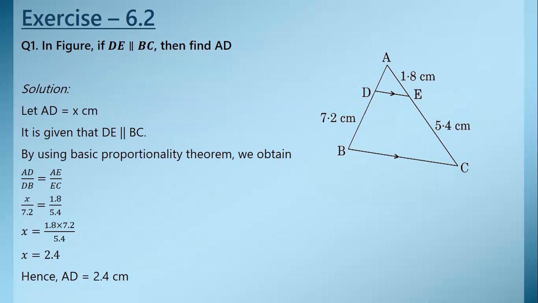The figure is already given to us. DE is parallel to BC. They have already given that. We have to find AD over here. Now, suppose we take AD to be X. Given that DE is parallel to BC, by the basic proportionality theorem, we can say that AD by DB will be equal to AE by EC. Substituting the values, X by 7.2 equals 1.8 by 5.4. Solving, we get X as 2.4. So AD is 2.4 centimeters.